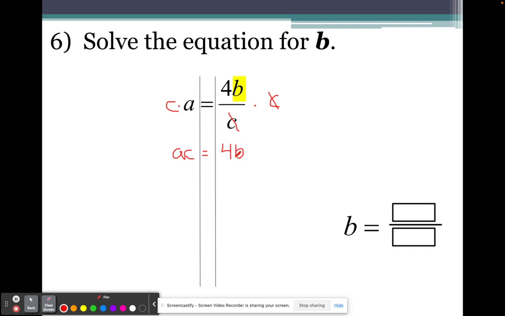Now I got to get rid of this 4. To do that, I'm going to divide by 4. Now I have, oops, I almost crossed out my B. Now I have B equals AC over 4. Like I said, I could have multiplied by the reciprocal here. I would still come up with AC over 4.